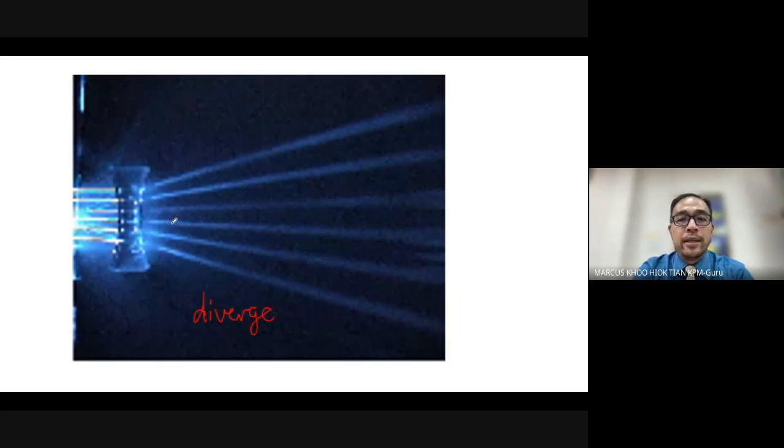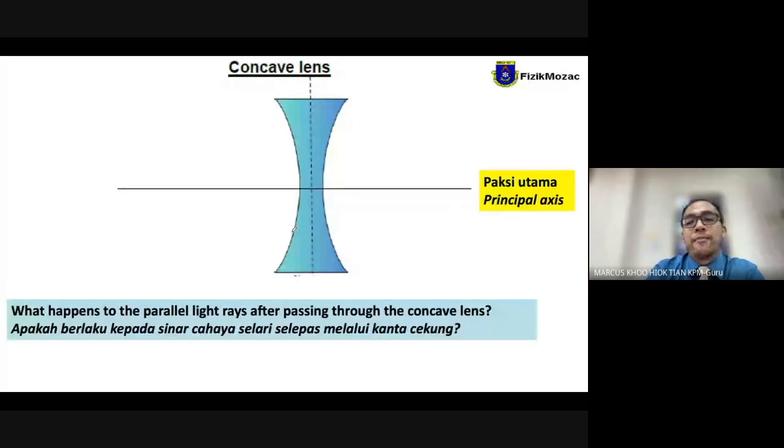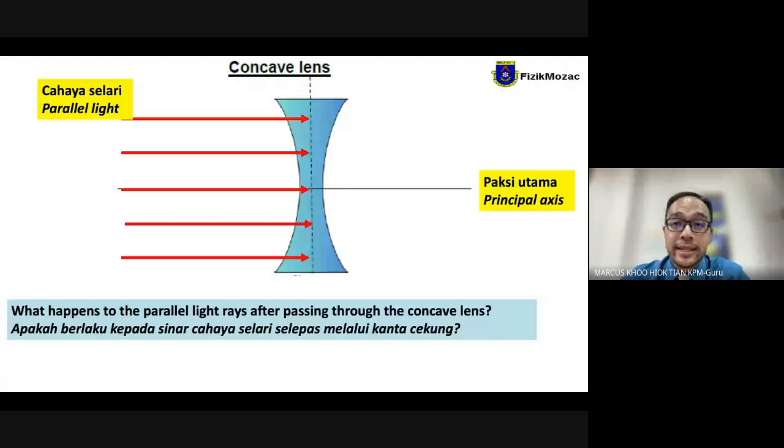But even when it spreads out, there is a rule on how it spreads out. There's still this thing called the focal point and so on. So let's take a look at the drawing of the concave lens. The same thing. The middle line is called the principal axis. Then you can draw the 5 light rays, 1, 2, 3, 4, 5. The parallel light is over there. But the thing that you need to remember is that for the concave lens, the light diverges out.